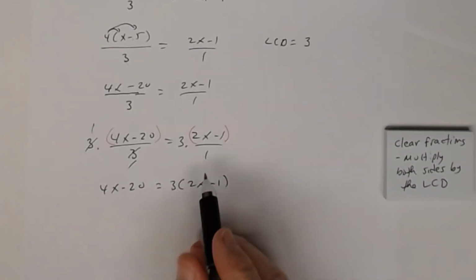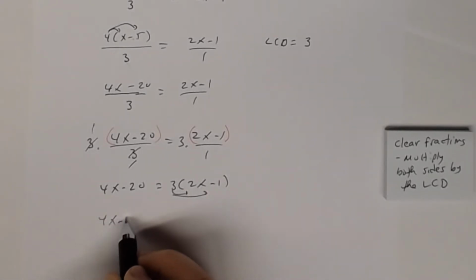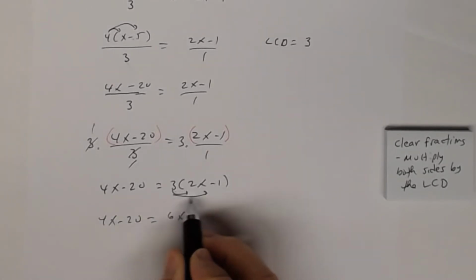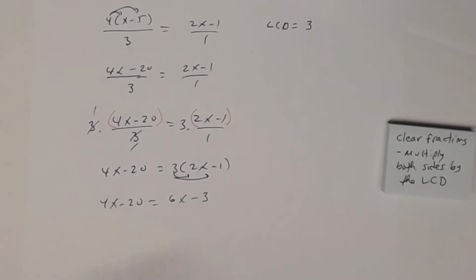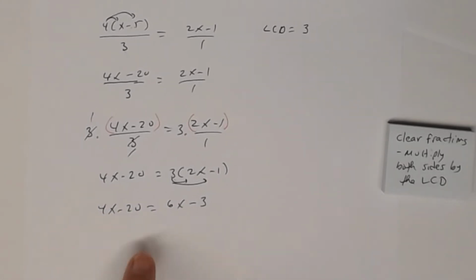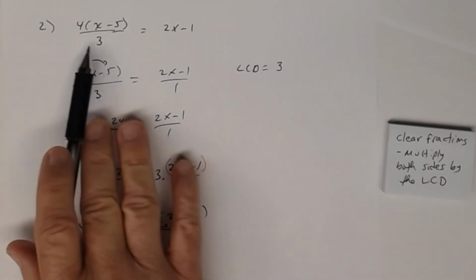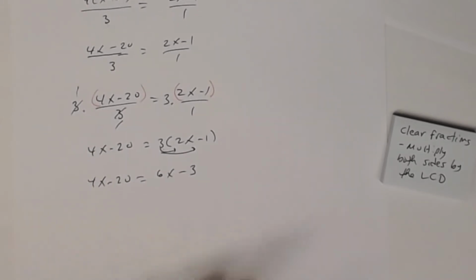All right, now let's go ahead and use the distributive property here. So I get 4x minus 20 equals 3 times 2x is 6x, and then 3 times the negative 1 is a negative 3. So notice I have a linear equation without any fractions. So if I can solve this linear equation, then the solution of this linear equation is going to be the solution to each of these right here, in particular, my original equation.